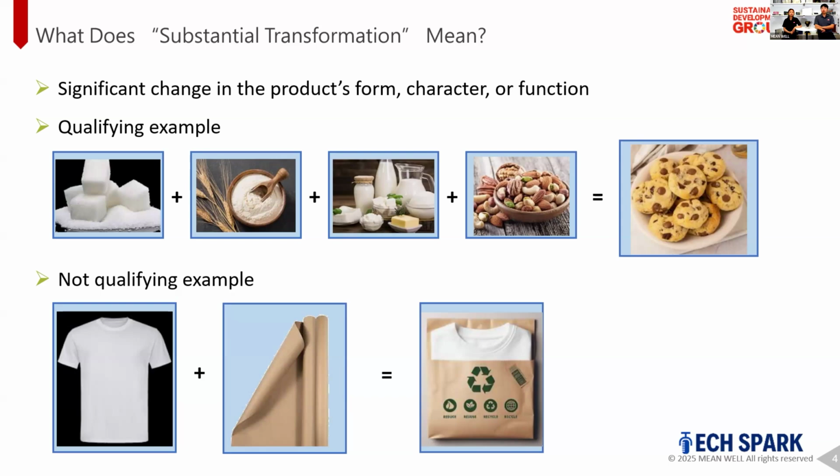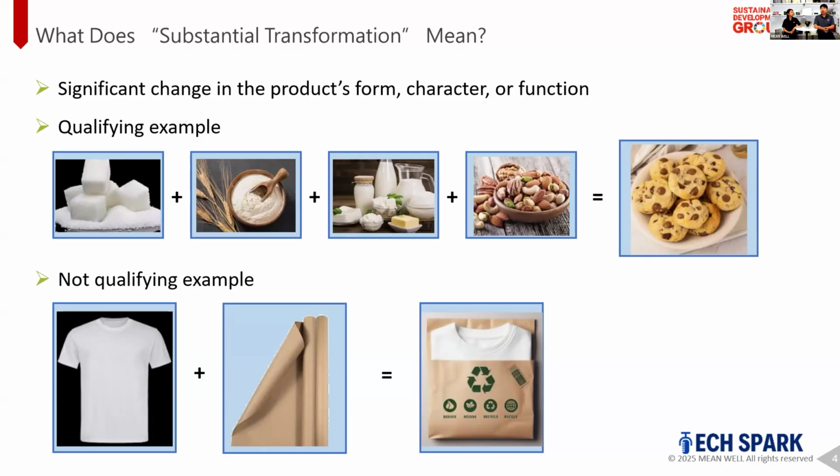So they're sourcing sugar from country A, flour from country B. These countries probably are not TAA compliant, but they're sourcing the dairy products and the nuts from TAA compliant countries. So even though some of the components and materials used are not TAA compliant, it goes through this substantial transformation. It turns the sugar and flour into a cookie. The ending product is no longer the same.